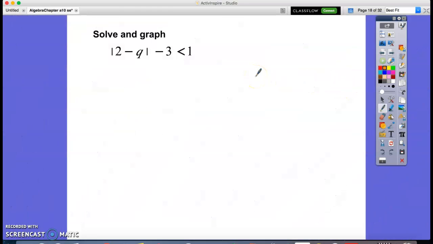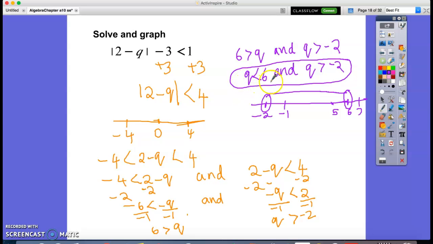So 2 minus absolute value of 2 minus q, minus 3, less than 1. Before you split it, you have to make sure that the absolute value is isolated. So we need to get rid of this 3 from both sides. So you get absolute value of 2 minus q is less than 4. Now pause the video, and you should get q less than 6 and q greater than -2. And this is the graph. So that's basically it. And then you can look at the examples. That's it.